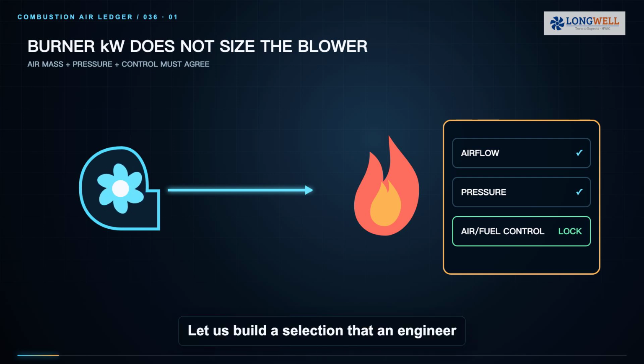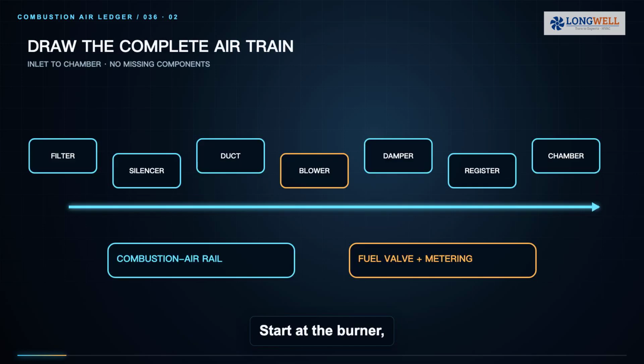Let us build a selection that an engineer can actually review. Start at the burner, not the blower catalog. Map the air train from the room inlet through the filter, silencer, duct, blower, control damper or valve, flow device, burner register and burner head, then into the furnace or boiler pressure. On a forced draft system, the blower supplies the pressure rise that keeps this entire path moving. A fuel valve meters fuel on a separate rail.